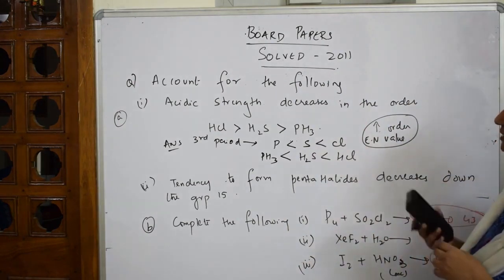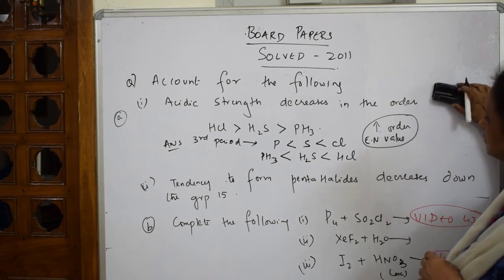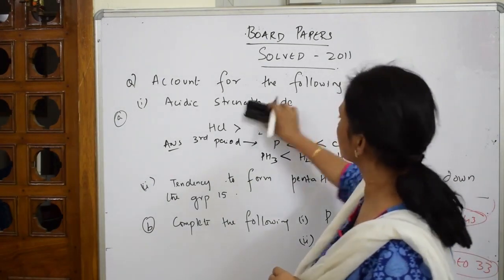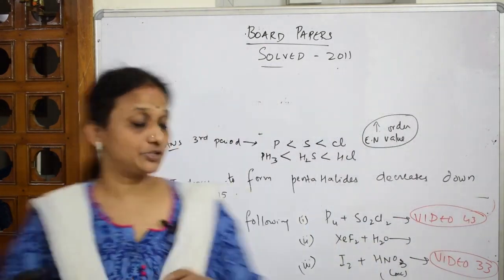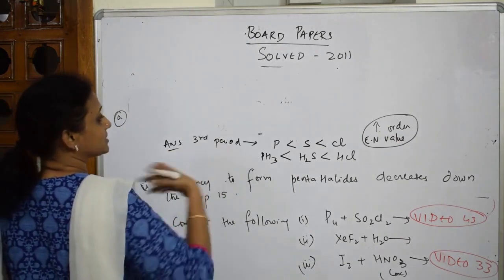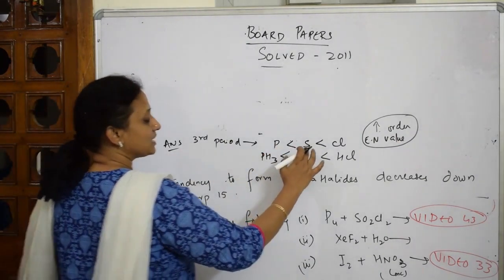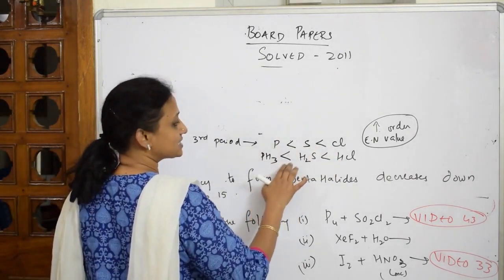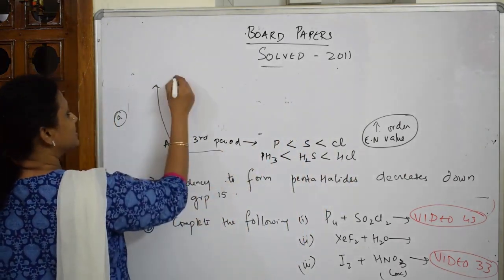So how should you write the answer? I'm erasing this question, and let me write the answer. Let us write the answer in this part of the board because I don't have place. Start your answer like this. First, write this: phosphorus electronegativity is lesser than sulfur. It is lesser than chlorine. Then in hydrides, PH3 is lesser than H2S, is lesser than HCl. After writing this, write the reason.